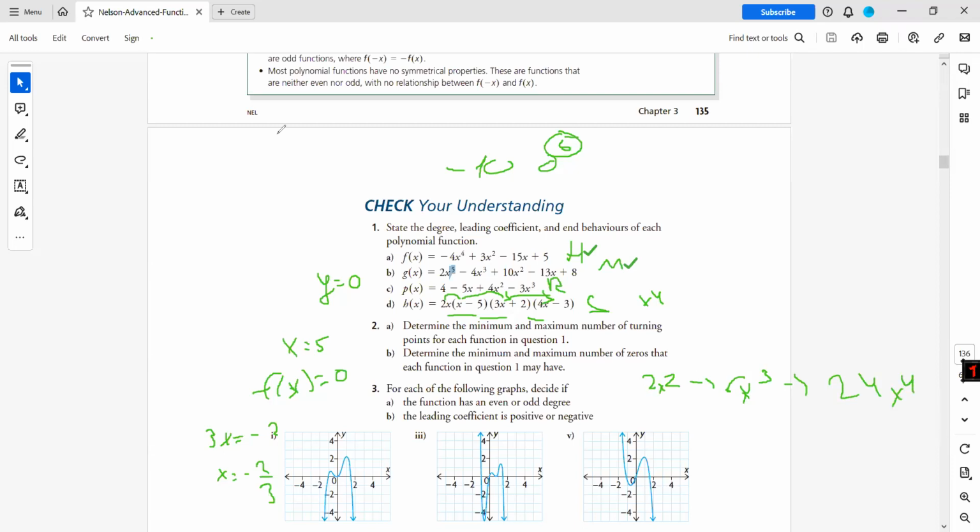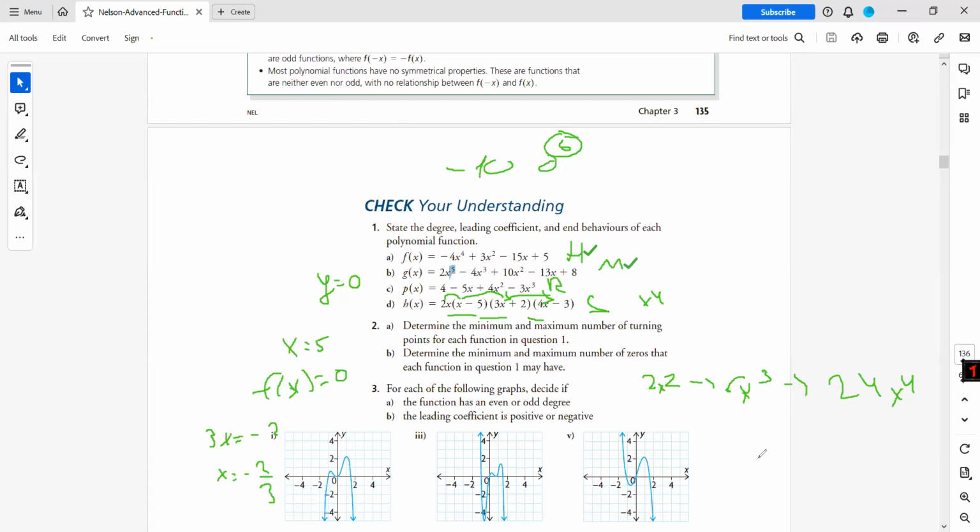Absolutely right, Safa. Because all other combinations would give us a lower power of the exponent. Do you agree with me or not? This combination out of all is definitely the highest. And behavior, it is neither odd nor even, and it rises to the left and rises to the right. So we can see that the greatest exponent is 4.